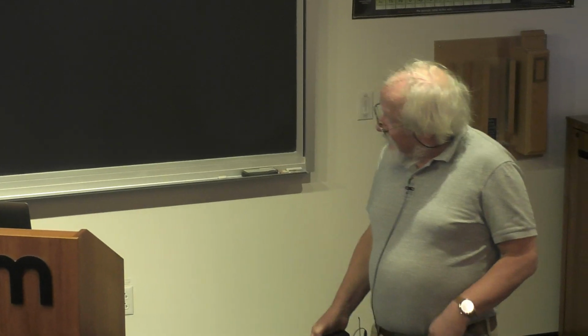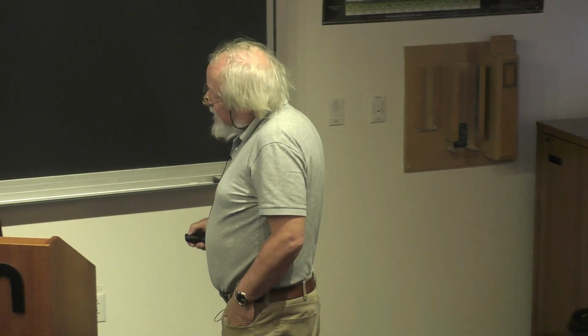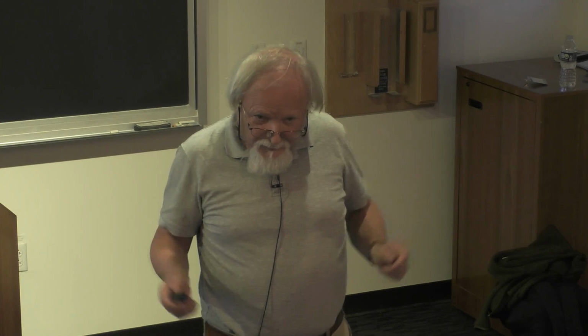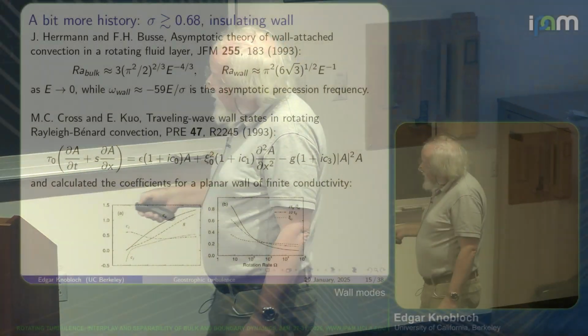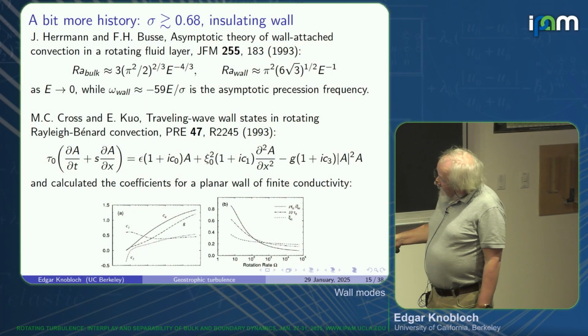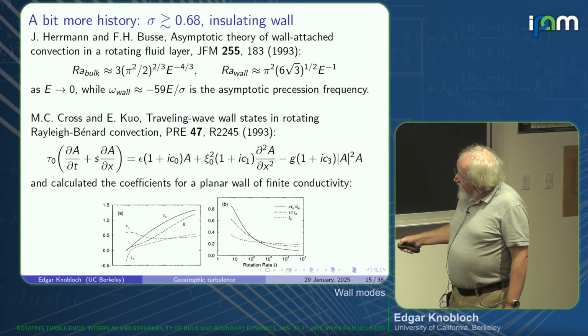And then I'm continuing my kind of historical tour of this topic. There was a nice paper by Hermann and Busse. It was motivated by our work on the cylinder and they said, well, who cares about the cylinder? You have to deal with Bessel functions and it's horrible. Why don't you just take a straight wall, right? Much easier.